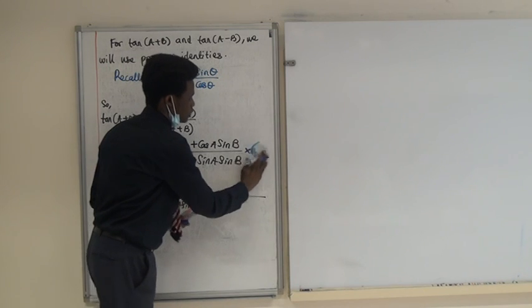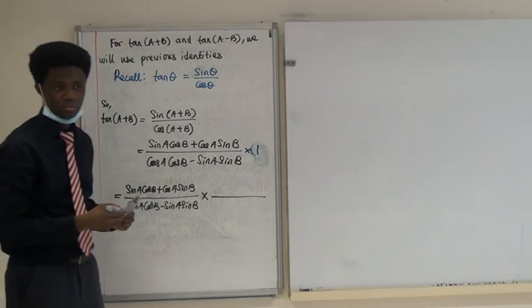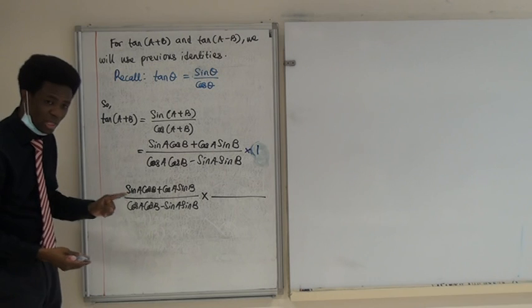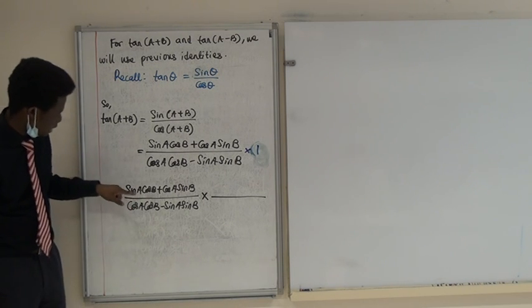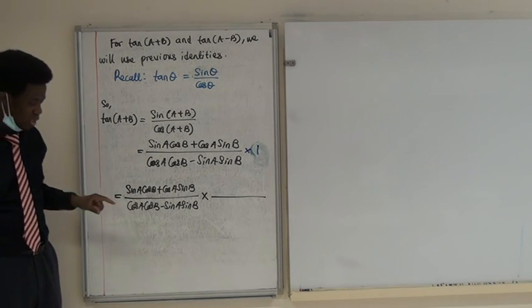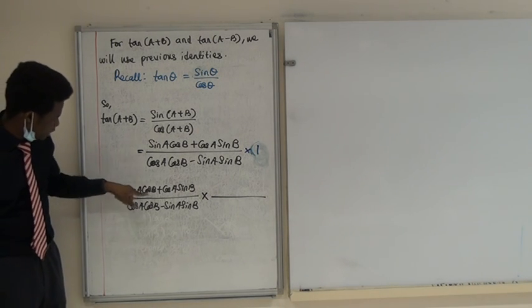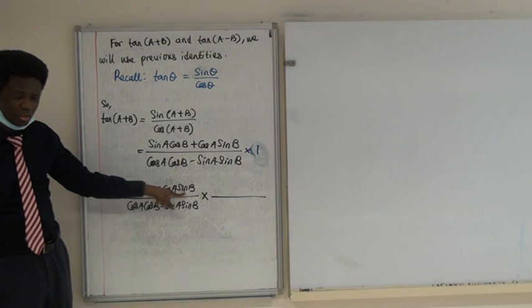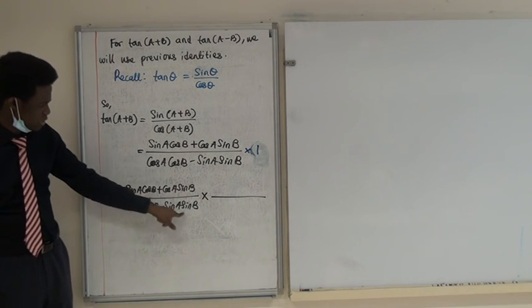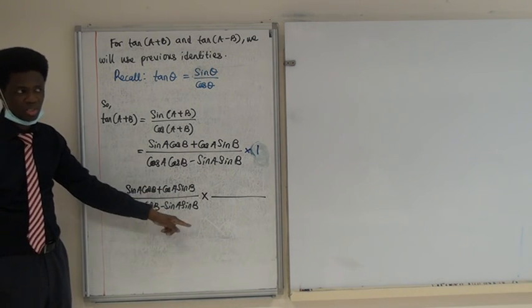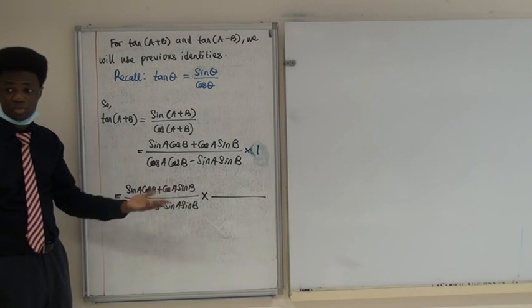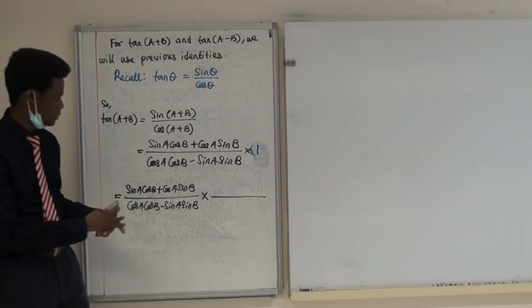by 1. We haven't changed anything. Okay? Now because I want tan, it has to be sine over cos, which means I'm going to divide this by cos A. I'm going to divide this by cos B. I'm going to divide this by cos A and cos B. So basically, I'm just going to divide everything by cos A cos B. And we'll see what happens.